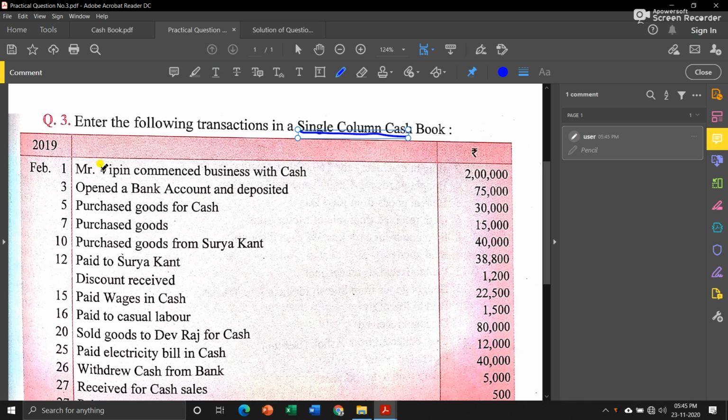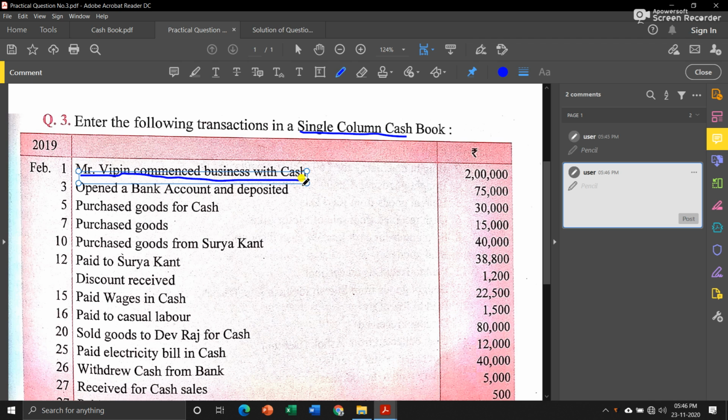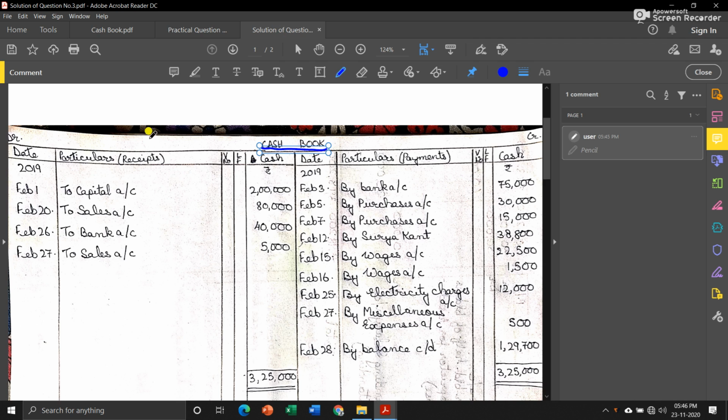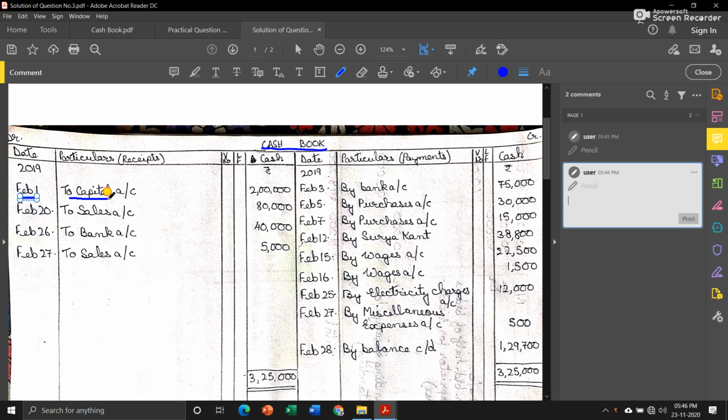Now since on February 1st they mentioned that Mr. Vipin commenced business with cash, that means he is bringing cash into the business, okay, worth of rupees 2 lakh. That means think from the business's point of view and see that while Mr. Vipin started business with cash, that means business is receiving cash. So that means we will record it on debit side by writing to capital account rupees 2 lakh.